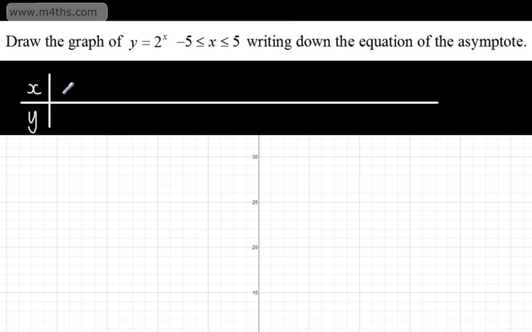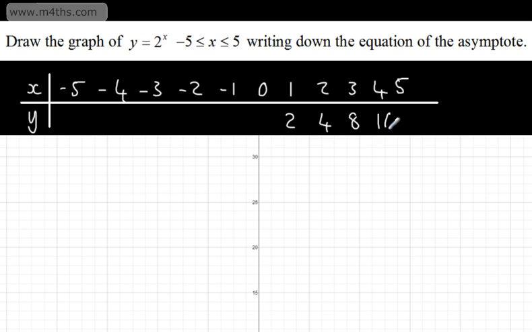So if we start now on here with -5 and take this up, -4, -3, -2, -1, 0, 1, 2, 3, 4 and 5. This is 2 to the power. What I'm going to do is start it just here. 2 to the power of 1, when x is 1, is 2. 2 to the power of 2 is 4. 2 to the power of 3 is 8. 2 to the power of 4 is 16. 2 to the power of 5 is 32.